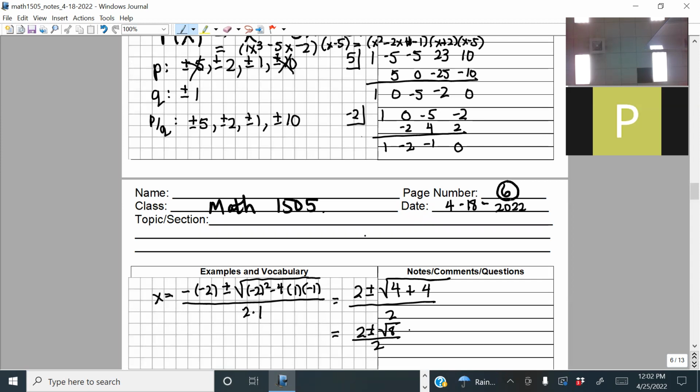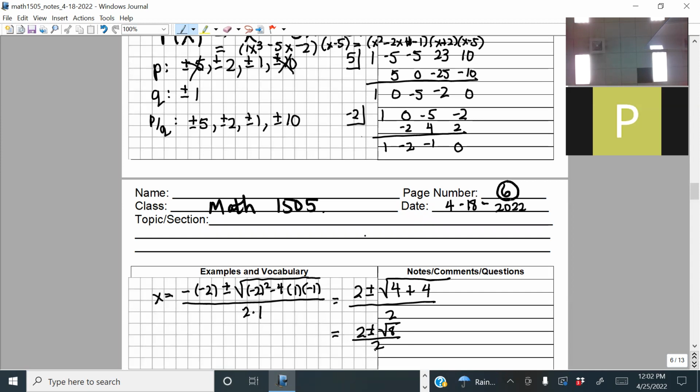But it is a number. It's somewhere between 2 and 3, right? The square root of 8 would be a little bit less than the square root of 9. The square root of 9 is 3, so it's close to 3, but not quite 3. Okay, now, however, this is fine.